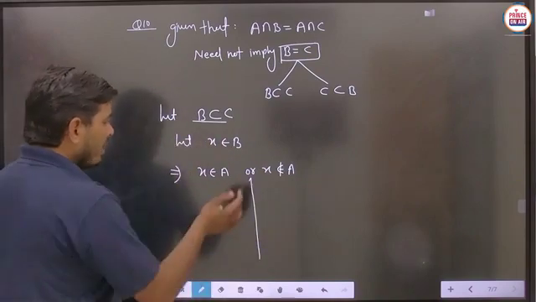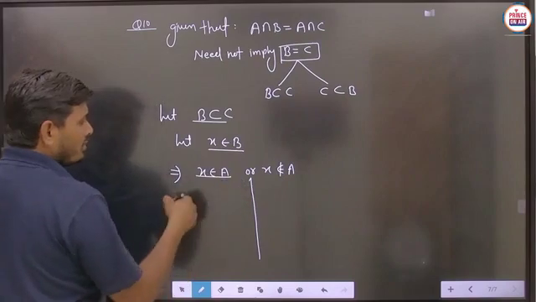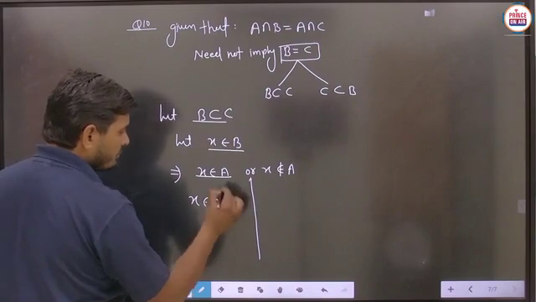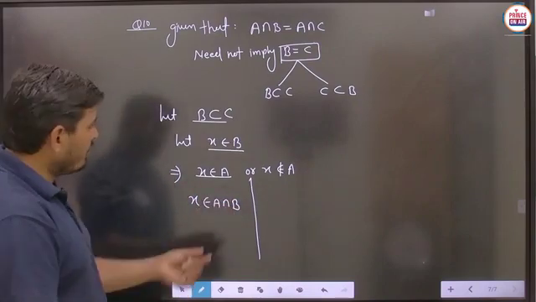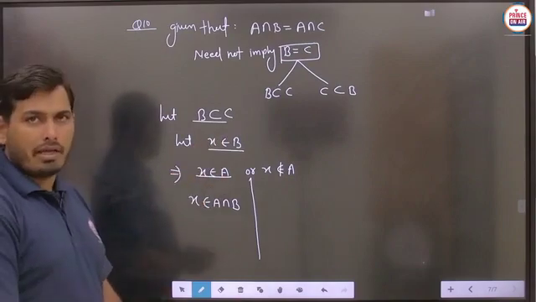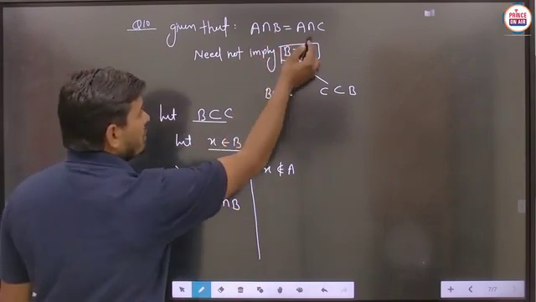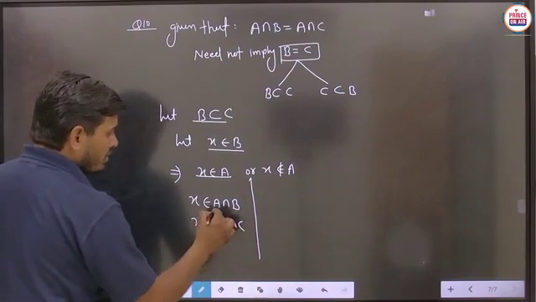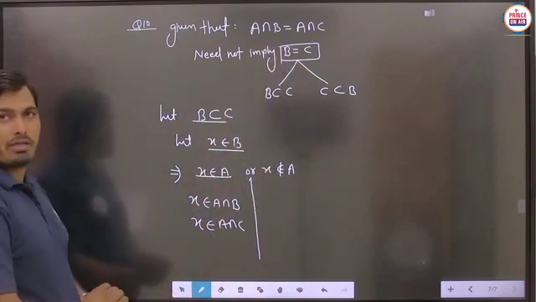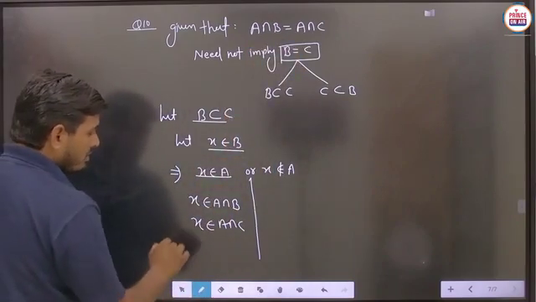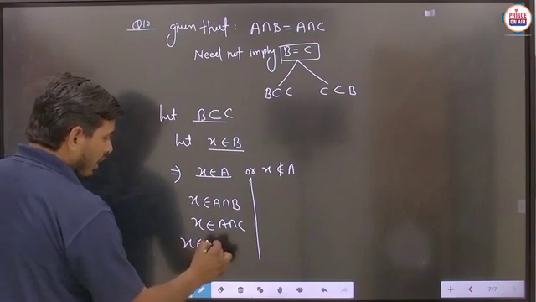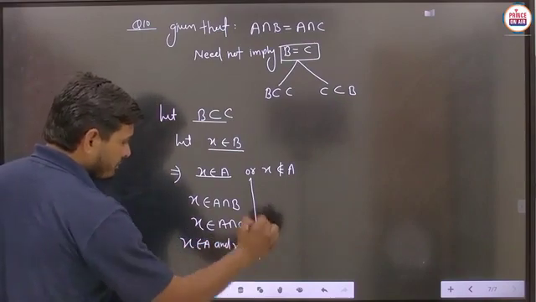Is it clear? Now if x belongs to B and x belongs to A, then definitely student you can say that x also belongs to A intersection B, because this particular element is found in both sets A and B. Now student, A intersection B is given as equal to A intersection C. So you can say that x belongs to A intersection C, because A intersection B is given as equal to A intersection C. Now here we are saying that x belongs to A intersection C, then x belongs to A and x belongs to C. Is it clear?